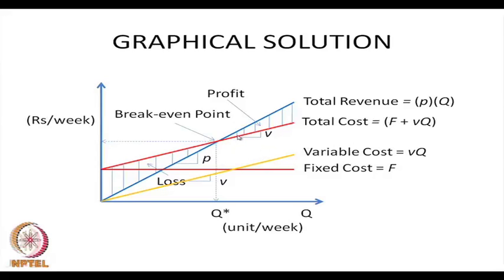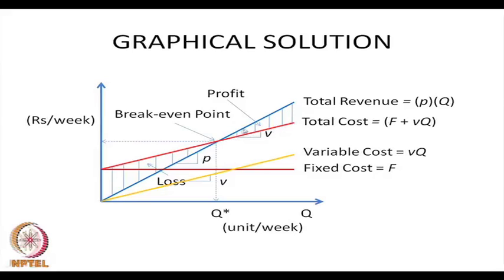You will realize that this zone is basically the profit zone. At this point, the firm does not make any profit or income, but if it produces more than Q star, it makes this amount of profit, revenue minus cost. If it produces this much, the profit is this much. If it produces this much, the profit is this much, basically total revenue minus total cost.